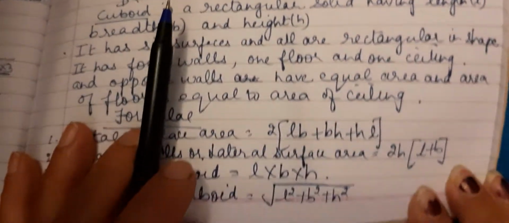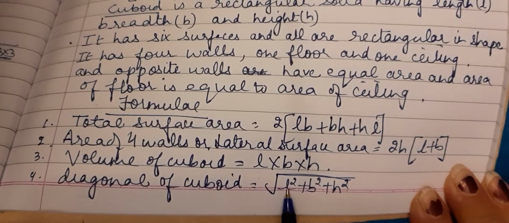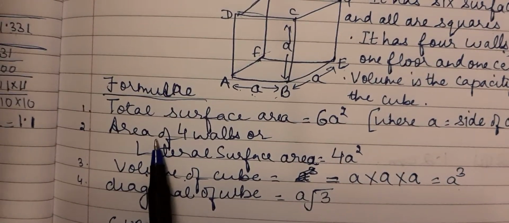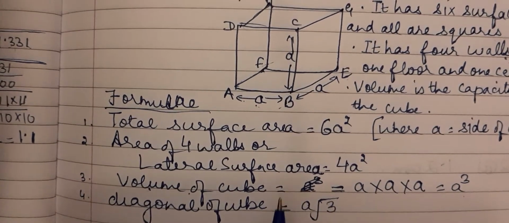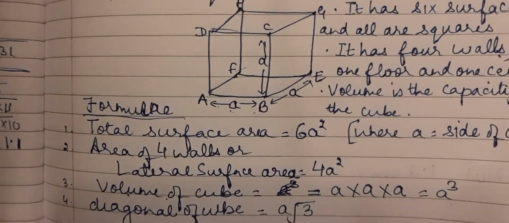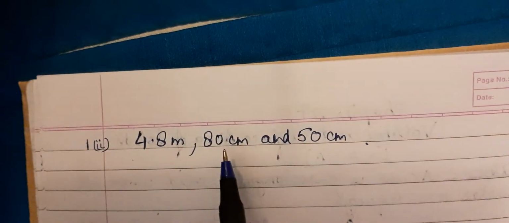So these formulae you have to learn for your cuboid also, and a few formulae I wrote for your cube also. And these formulae are given in your book also. Now I am starting exercise 27A, and I am taking up its first question, second part.